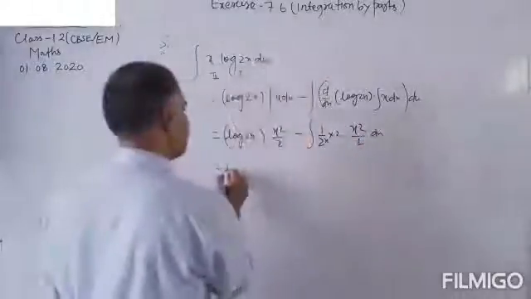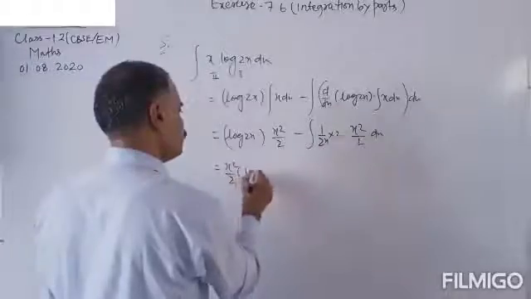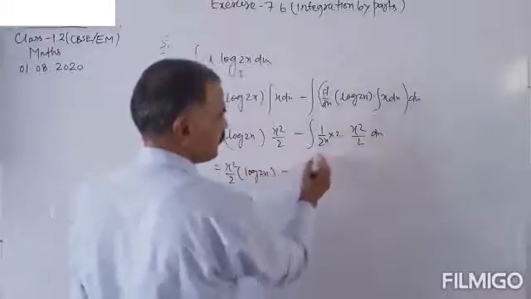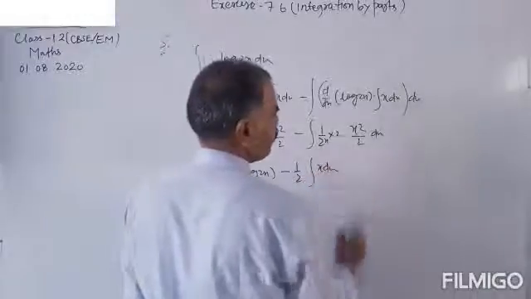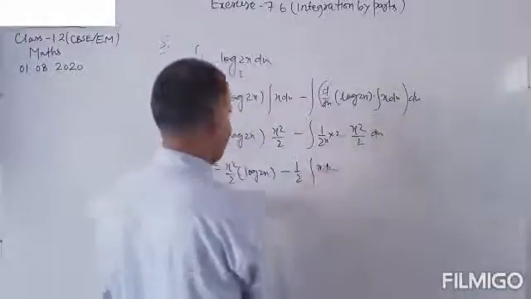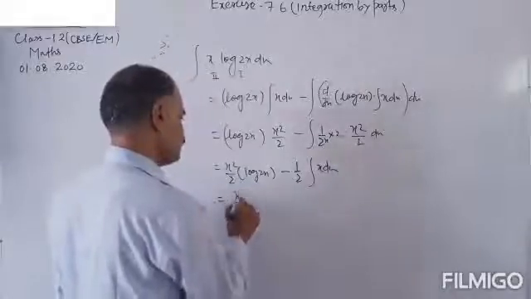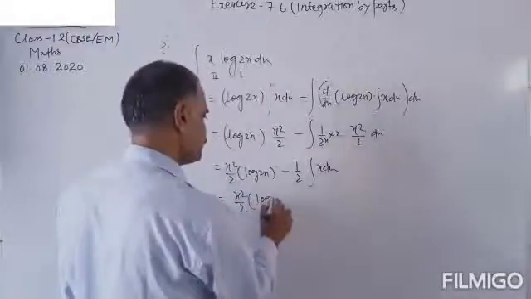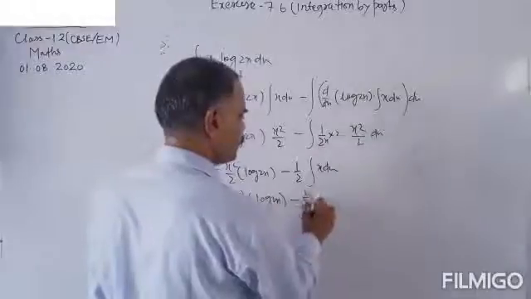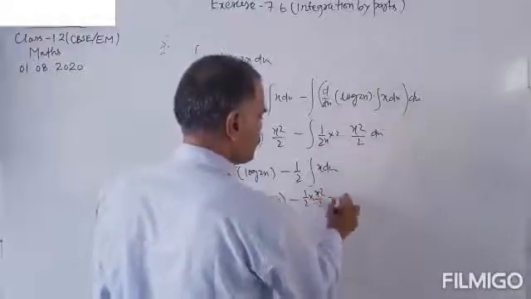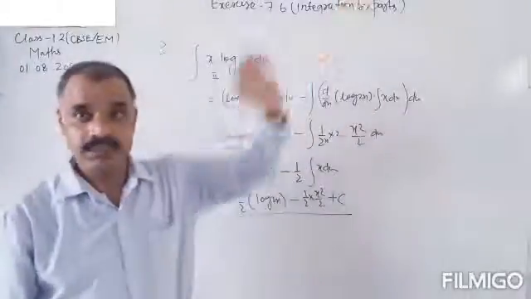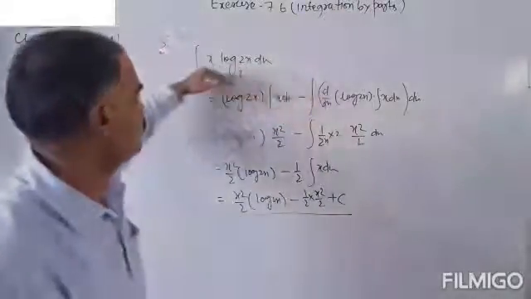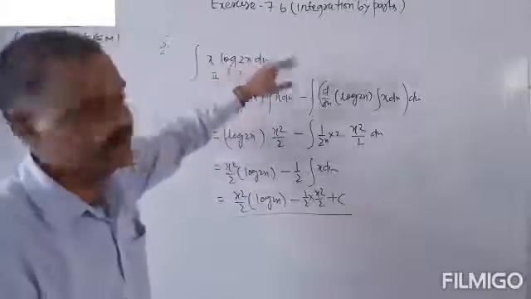So this is equal to x square by 2 log 2x minus, 2 will cancel, 1 by 2 integration x dx. x will cancel, x dx. So this is equal to x square by 2 log 2x minus 1 by 2 into x square by 2 plus c. So this is the final answer, the final integration of the given function, that is x log 2x dx.